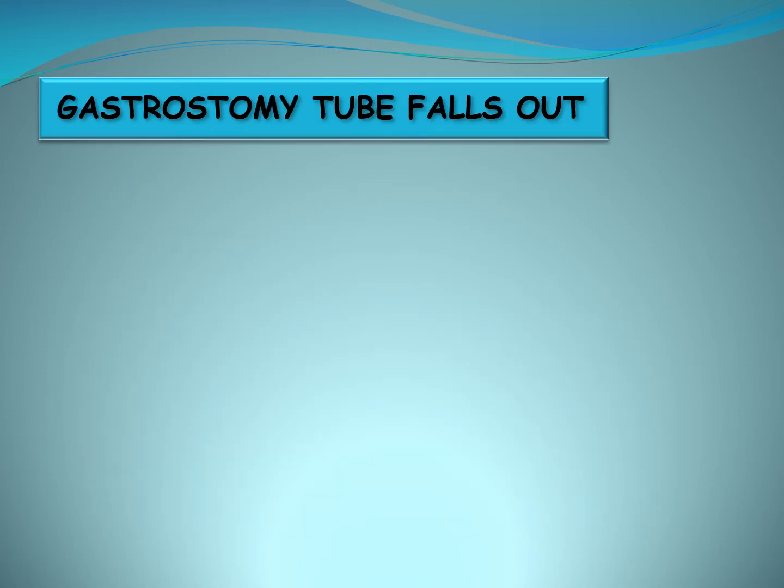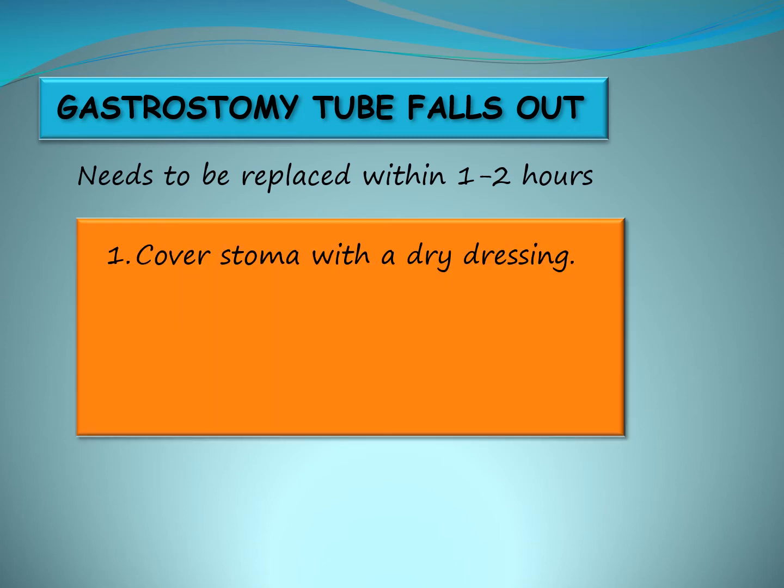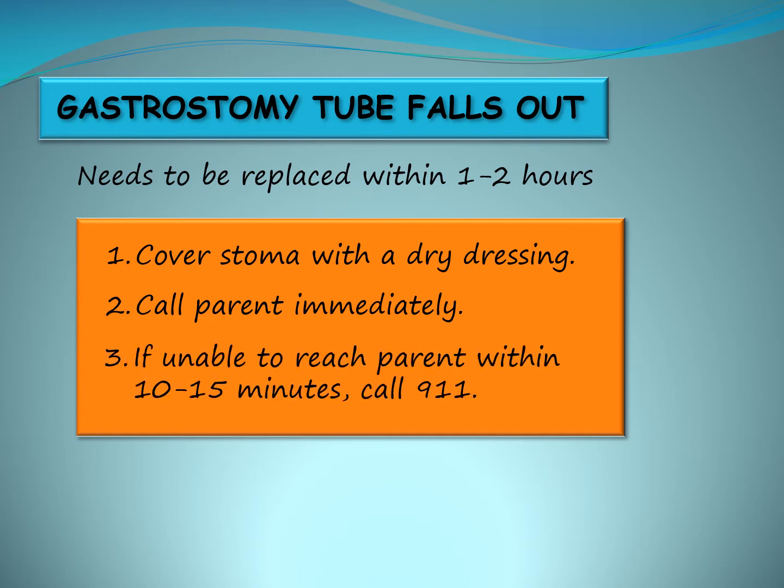If the gastrostomy tube falls out, it needs to be replaced within 1 to 2 hours to keep the stoma from closing. Cover the stoma with a dry dressing and tape in place. Call parent immediately. If you are not able to reach the parent within 10 to 15 minutes, call 911. Do not reinsert the gastrostomy tube.